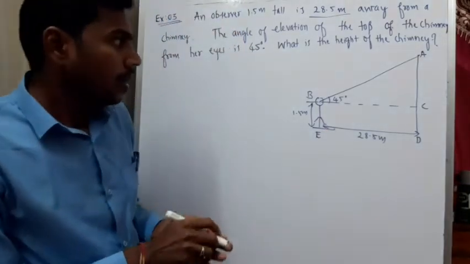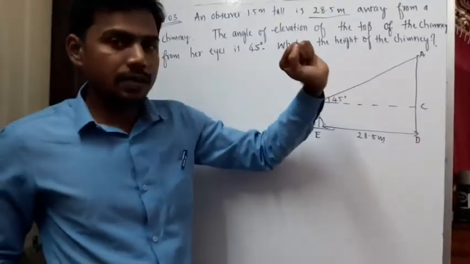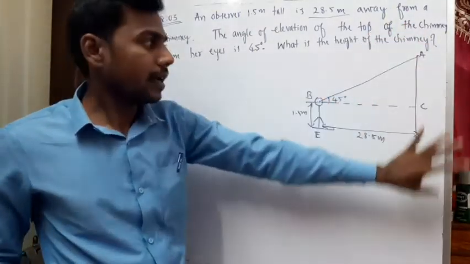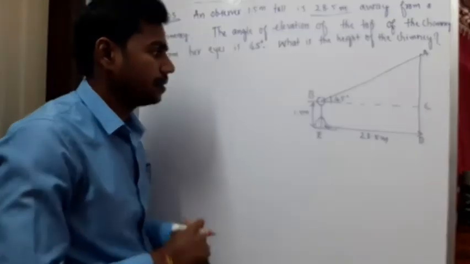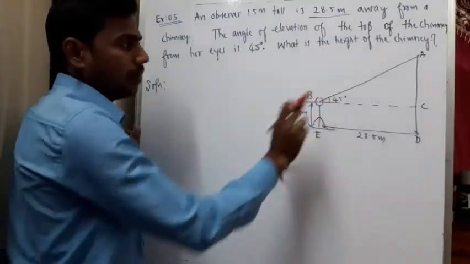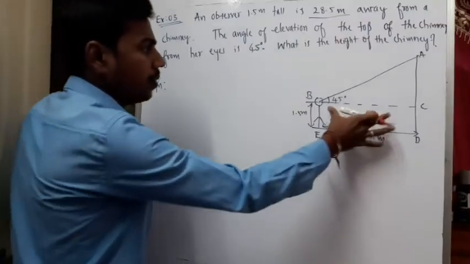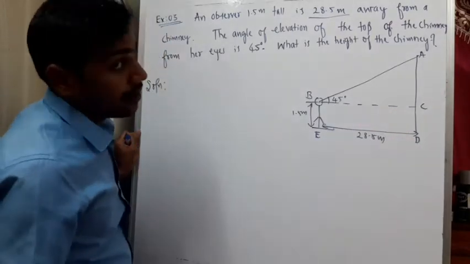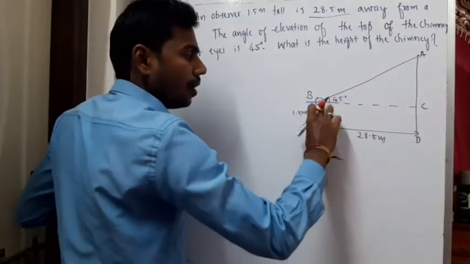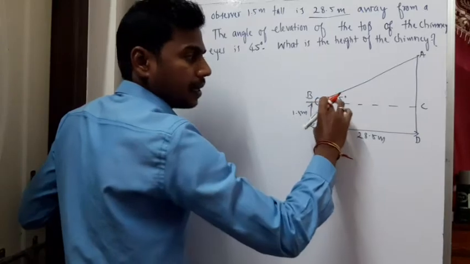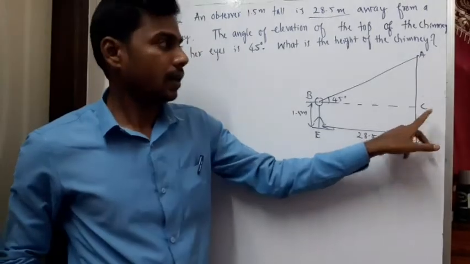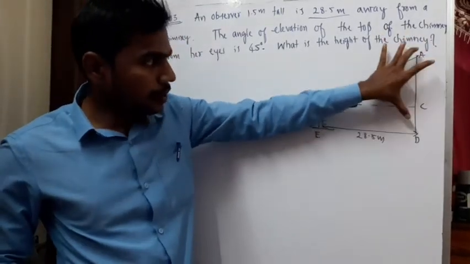See, if I want to know the height of the chimney, that is AC plus CD, the height of the chimney. Now, we'll calculate. So we have tan 45 and we know this particular adjacent side. We need to calculate the height. If I calculate AC, we know DC is equal to BE, which is 1.5 meter. So this height plus this will give me the total height of the chimney.